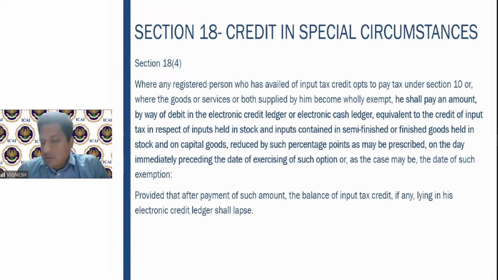What is that? Where any registered person who has availed of input tax credit opts to pay tax under section 10, or where the goods or services supplied by him become wholly exempt. I hope you understand the two cases covered here. First, he is basically a regular registered person who wants to opt for the composition scheme, so he has changed to the composition scheme. Or whatever goods or services he was providing have now become exempt.